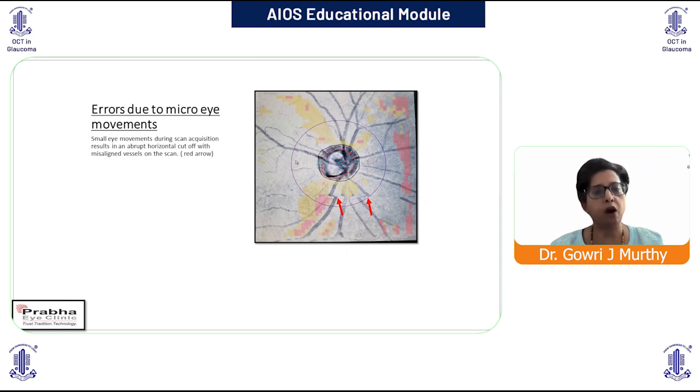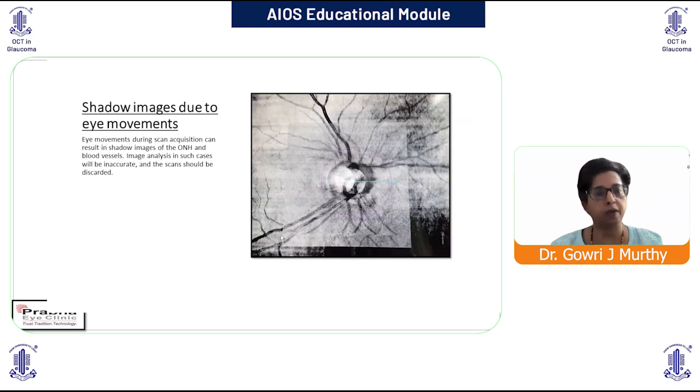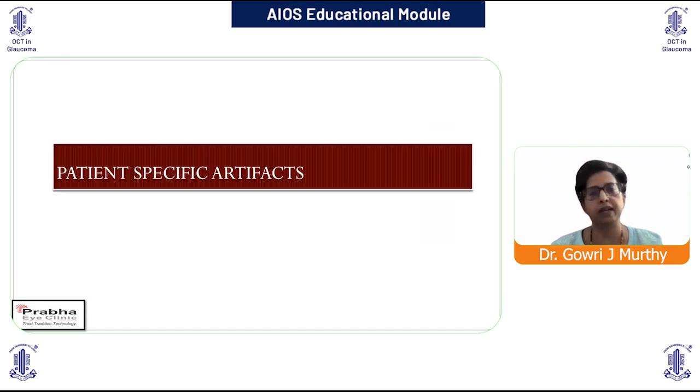Sometimes micro eye movements occur, and this results in an abrupt horizontal cutoff with misaligned vessels on the scan. Results from such scans also should be viewed with caution. Sometimes eye movements during scan acquisition can result in shadow images of the ONH and blood vessels. In these cases also, the analysis will be inaccurate and the scan should be discarded.